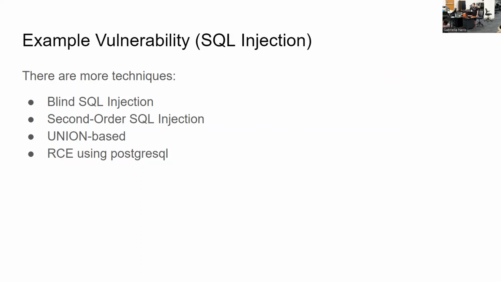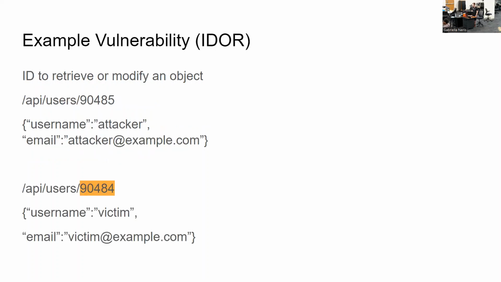So there are a lot more techniques with SQL injection, but I won't talk about them for this presentation. These include blind SQL injection, second order SQL injection, union-based SQL injection, and then there's also a technique to get a remote code execution using PostgreSQL.